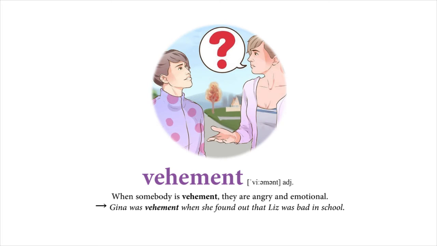Vehement. When somebody is vehement, they are angry and emotional. Gina was vehement when she found out that Liz was bad in school.